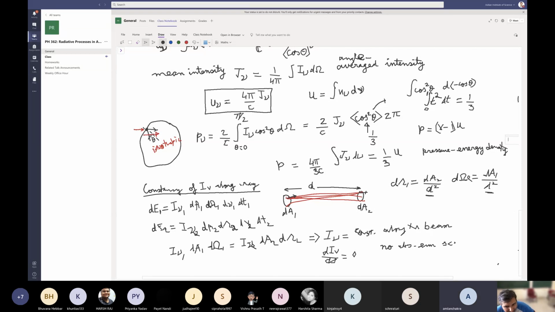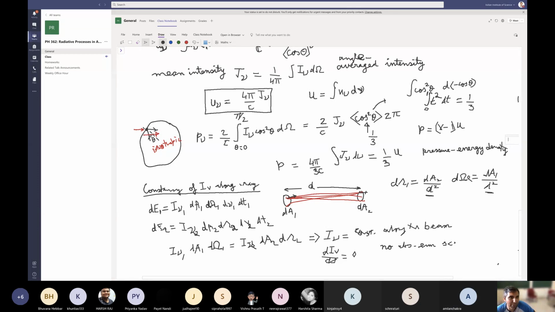Yes, but D is not small, so dA is small. The distance D between these two areas is not small. Yes, so that may cause the radiation which passes through dA1 to not pass through dA2. Right, it will not, but we are only considering the radiation.